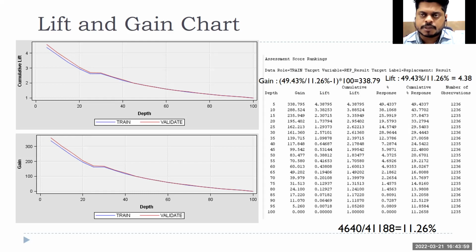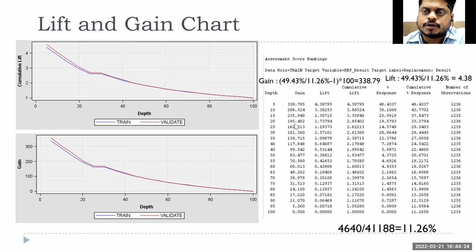So what does baseline performance mean? Because this year with the data set, I have a success rate of 11.26%. If I randomly select customers to market my product or my savings deposit, within some error, that much percentage of customers are going to create an account with us, right? So that is the meaning of this baseline performance.